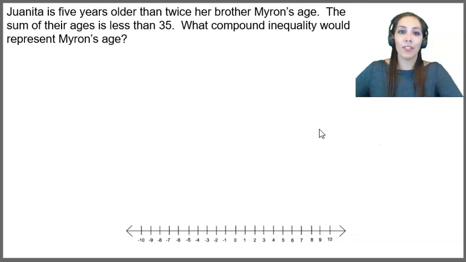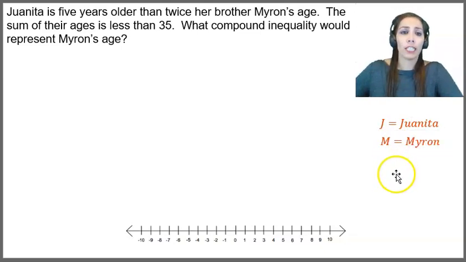Juanita is 5 years older than twice her brother Myron's age. The sum of their ages is less than 35. What compound inequality would represent Myron's age? The first thing I'm going to do is set my variables. I am going to use a J for Juanita and an M for Myron.